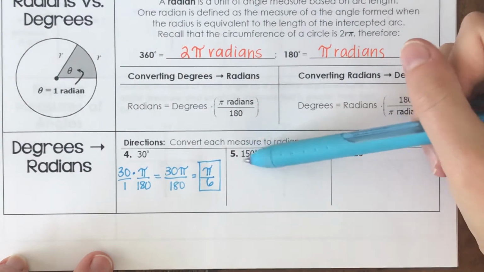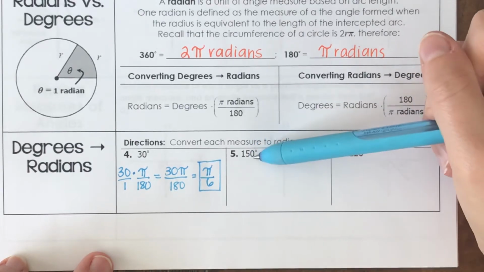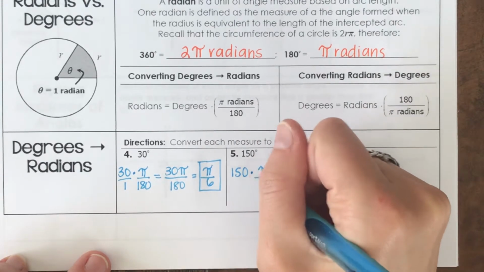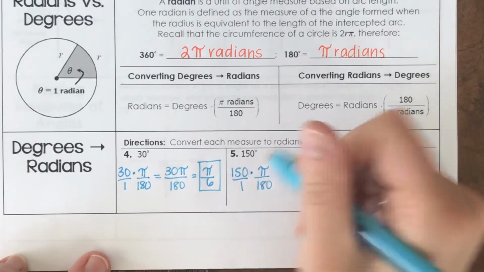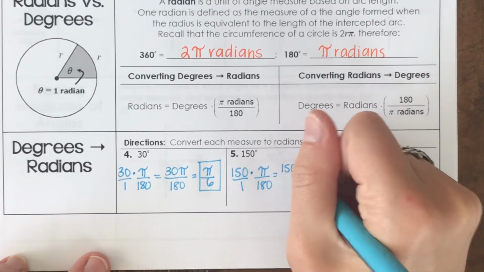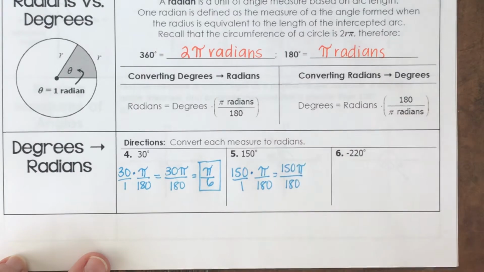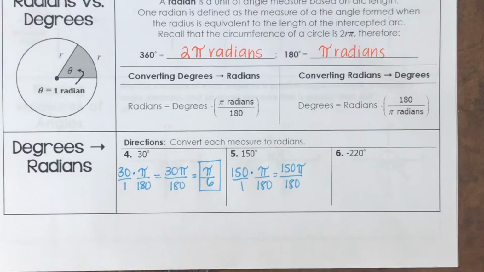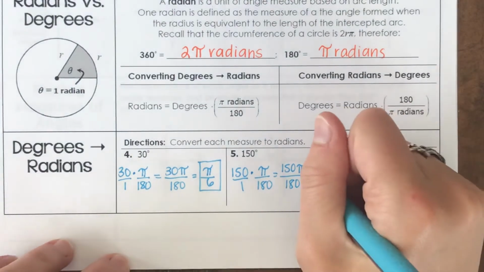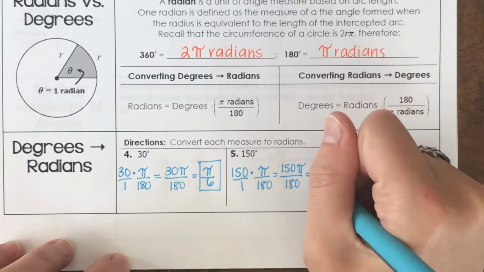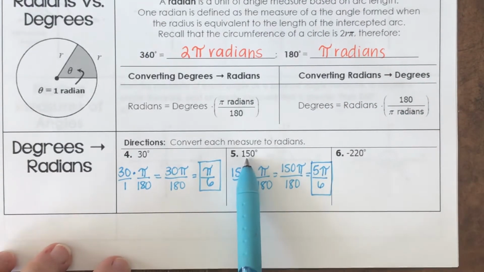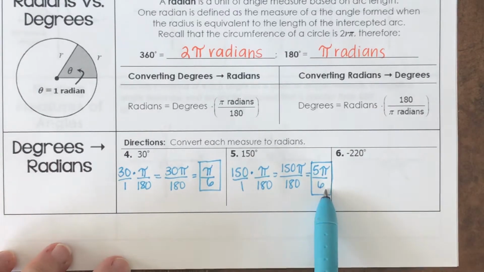Number 5. So I've got 150 degrees. I'm going to convert it from degrees to radians. So I've got 150 times pi over 180. And do the same thing. Multiply straight across. I get 150 pi over 180. I can reduce this fraction. I can divide them both by 30, so I get 5 pi over 6. So I've converted from degrees to radians. So 150 degrees is the same thing as 5 pi over 6.